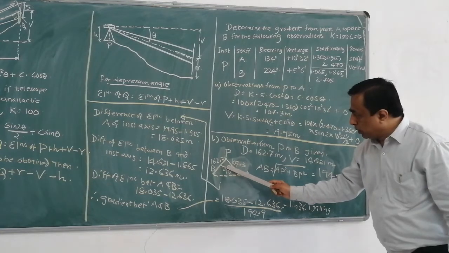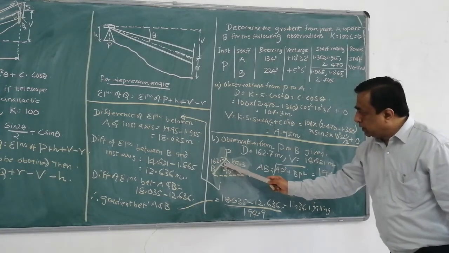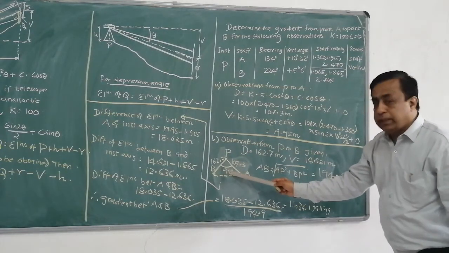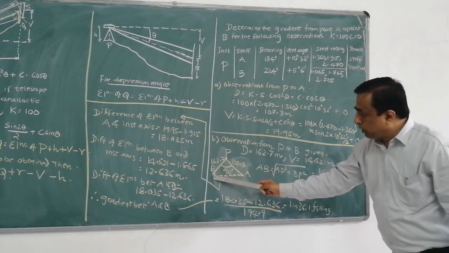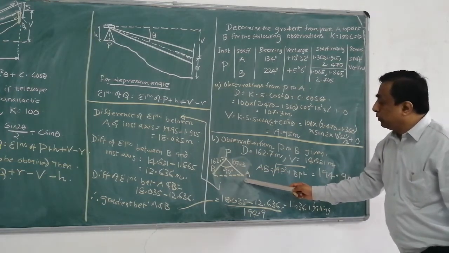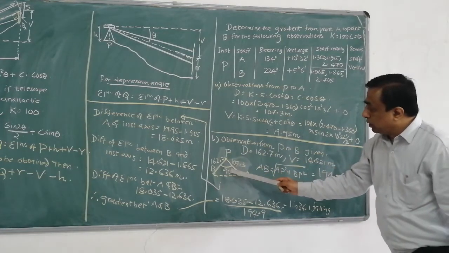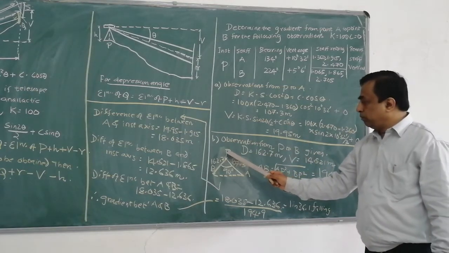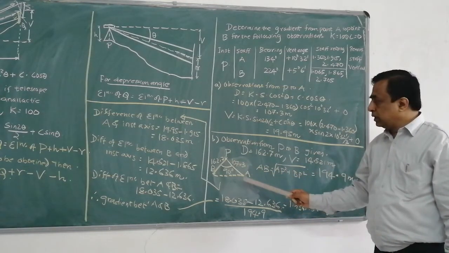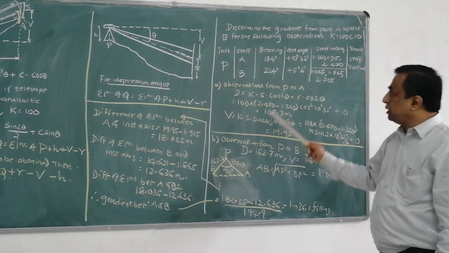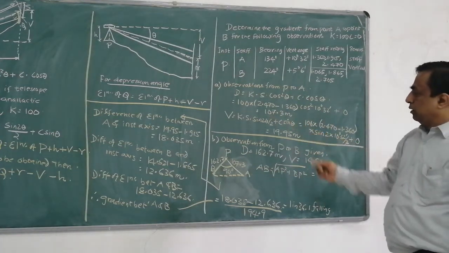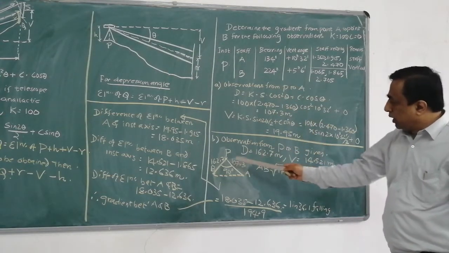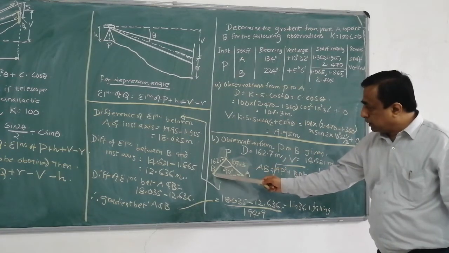Now what is the included angle? The included angle is 224 degrees minus 134 degrees, that will be 90 degrees. This is the 224 degree bearing and this is the 134 degree bearing. What is the distance from P to A? The distance from P to A is 107.3, which we have calculated here. Now the distance from P to B, which we have calculated as 162.7 meters.